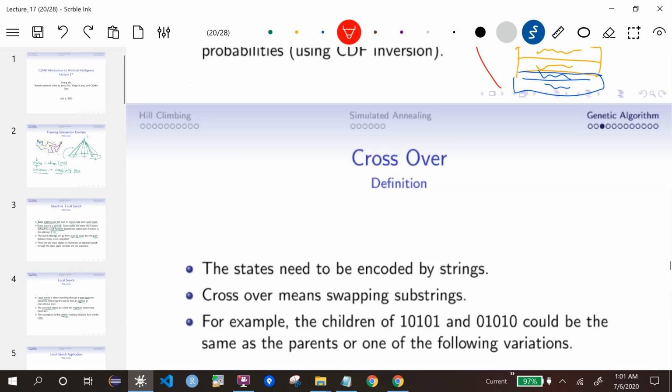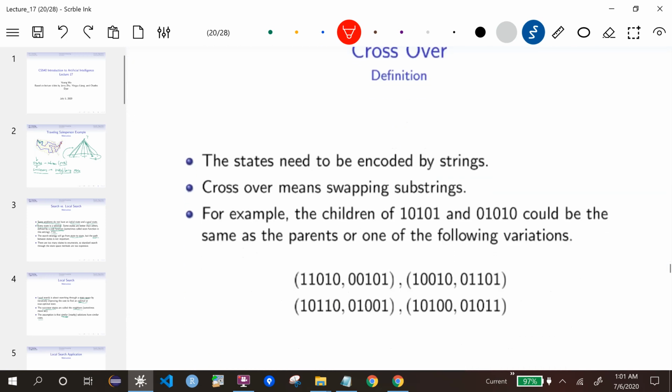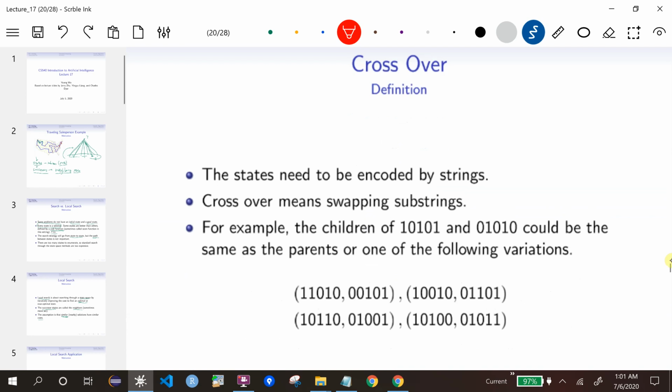Let's then talk about crossover, how to do this. What we usually mean by crossover is one specific method that's outlined here. The first thing is we need to encode these states as strings. And suppose we have two parents like this.